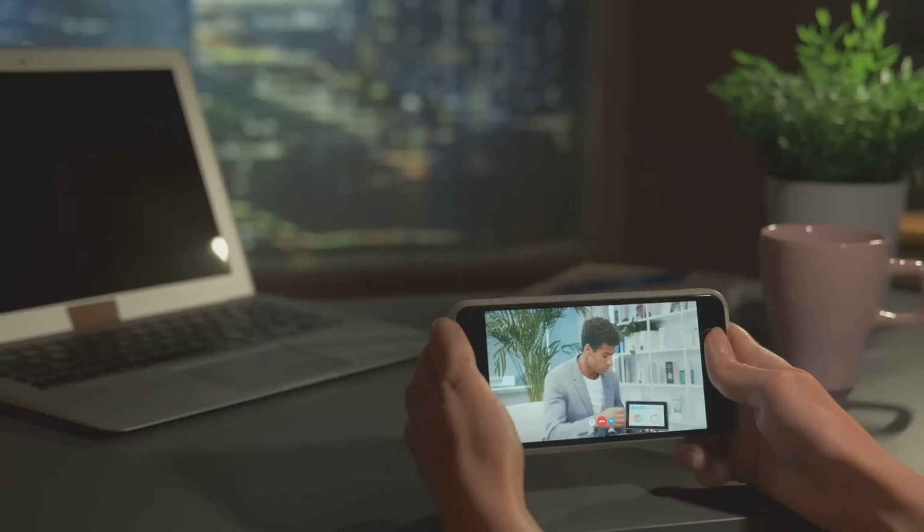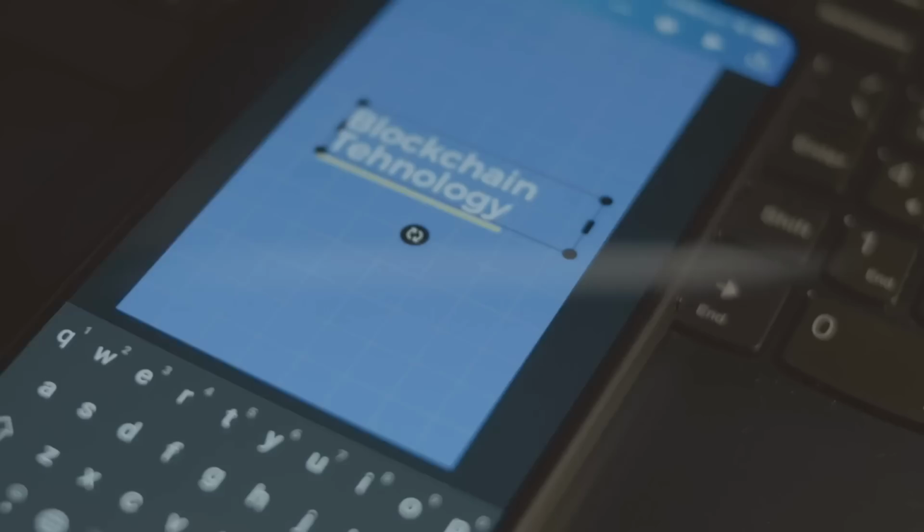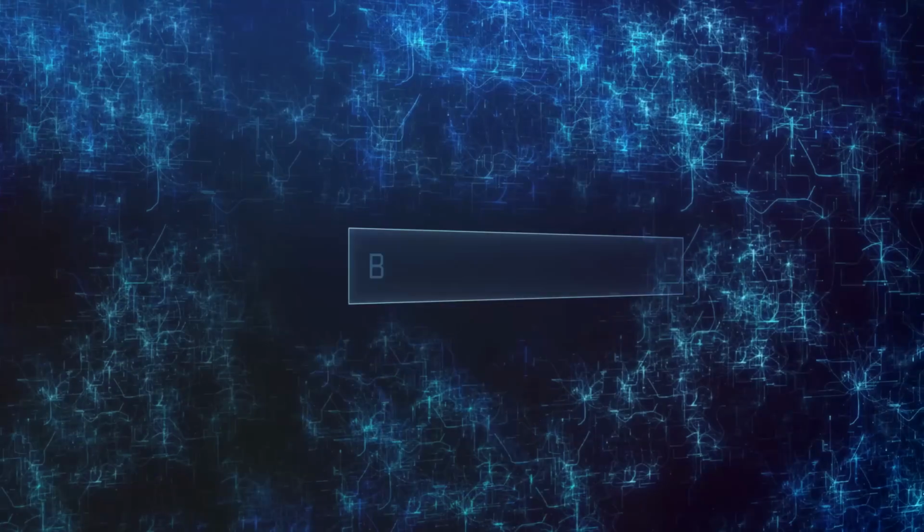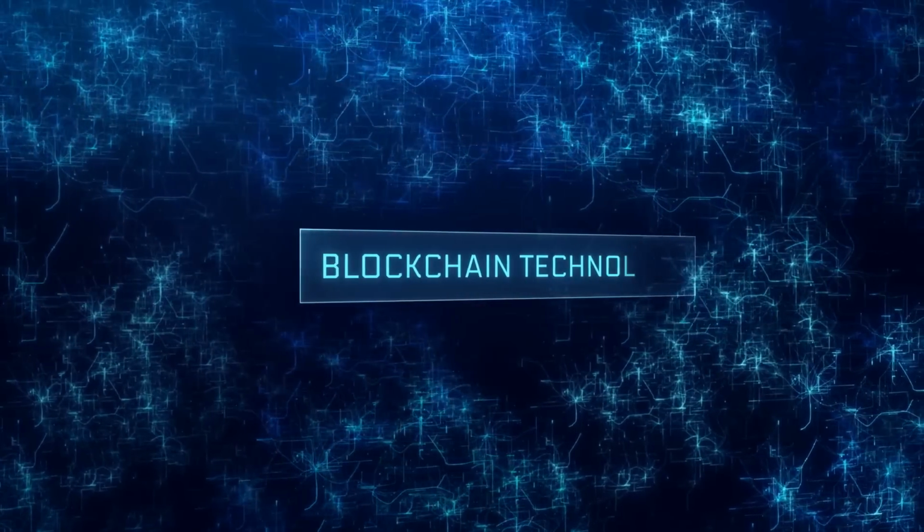Imagine a digital notebook. This isn't just any notebook though. This notebook is shared with everyone. It records transactions, agreements, and all sorts of important information. This shared, secure record is what we call a blockchain.